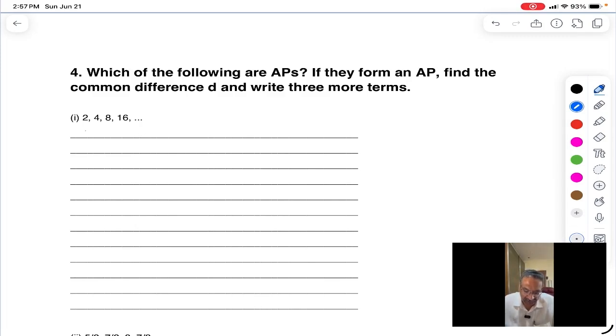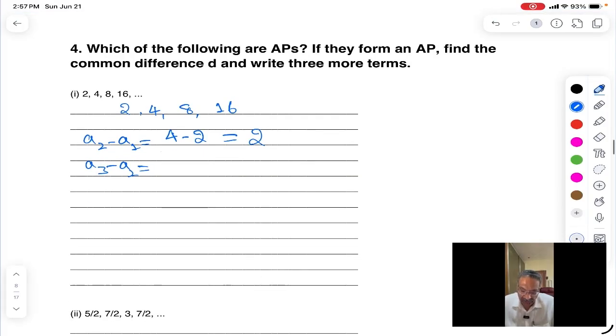Here the first term is 2, second term is 4, third term is 8. So let us find the difference. Terms 2, 4, 8, 16. So a2 minus a1 is equal to 4 minus 2. Common difference between the first and second term, 4 minus 2 is 2. a3 minus a2 is equal to 8 minus 4, which is equal to 4.